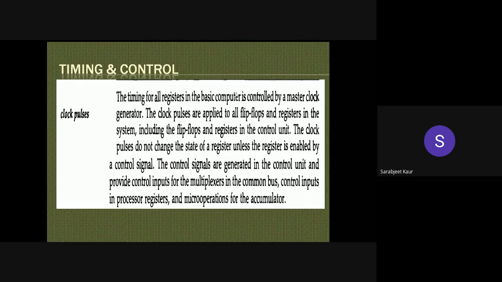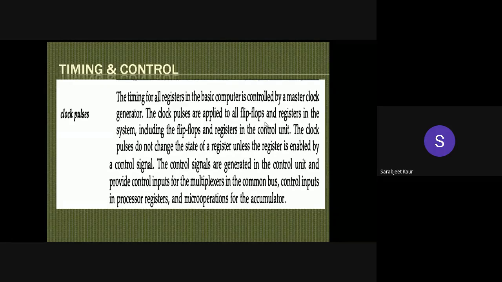Similarly, when we had seen the flip-flops, I had again reiterated this fact that this particular flip-flop will deliver the output only when this clock pulse is applied to it. You remember that? Yes, ma'am. Right. So it is the same clock pulse that we are talking about.